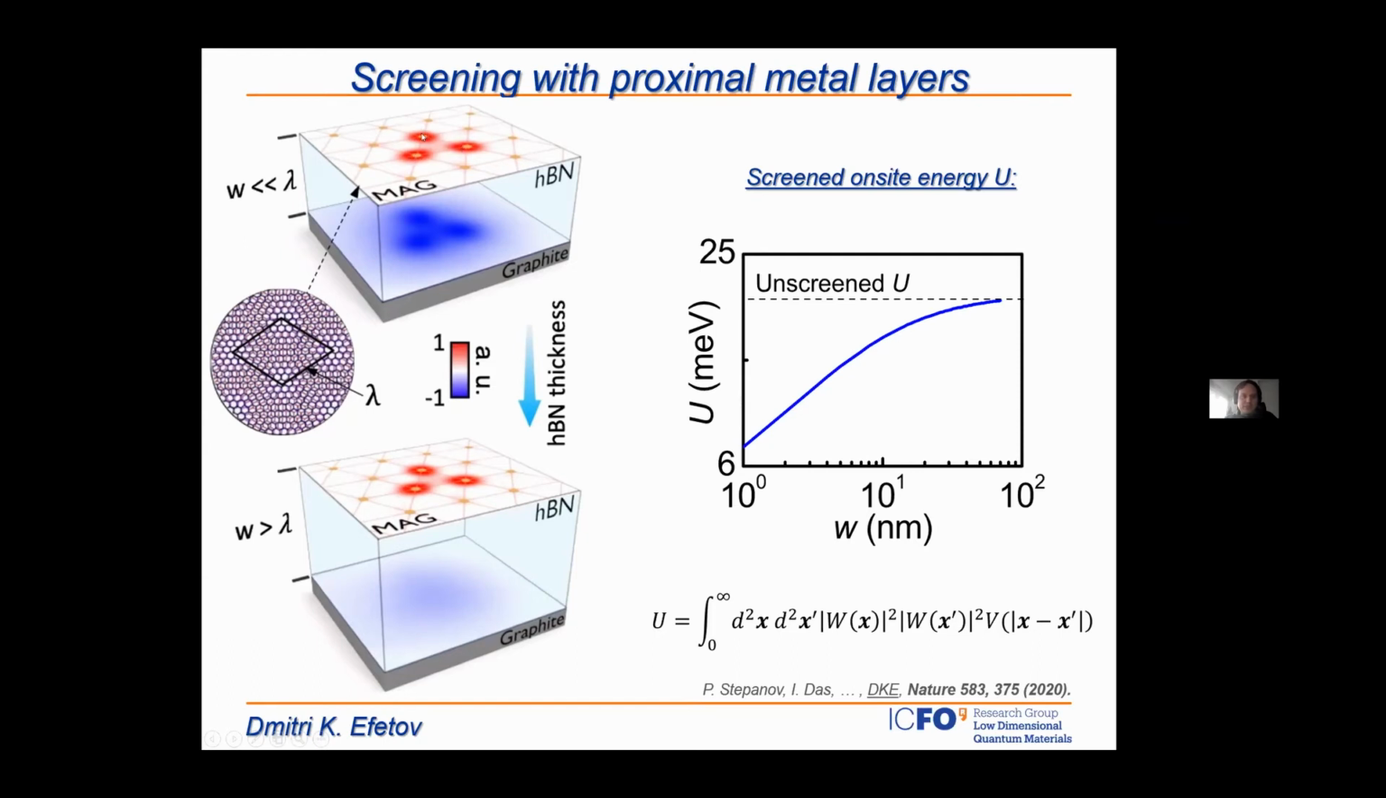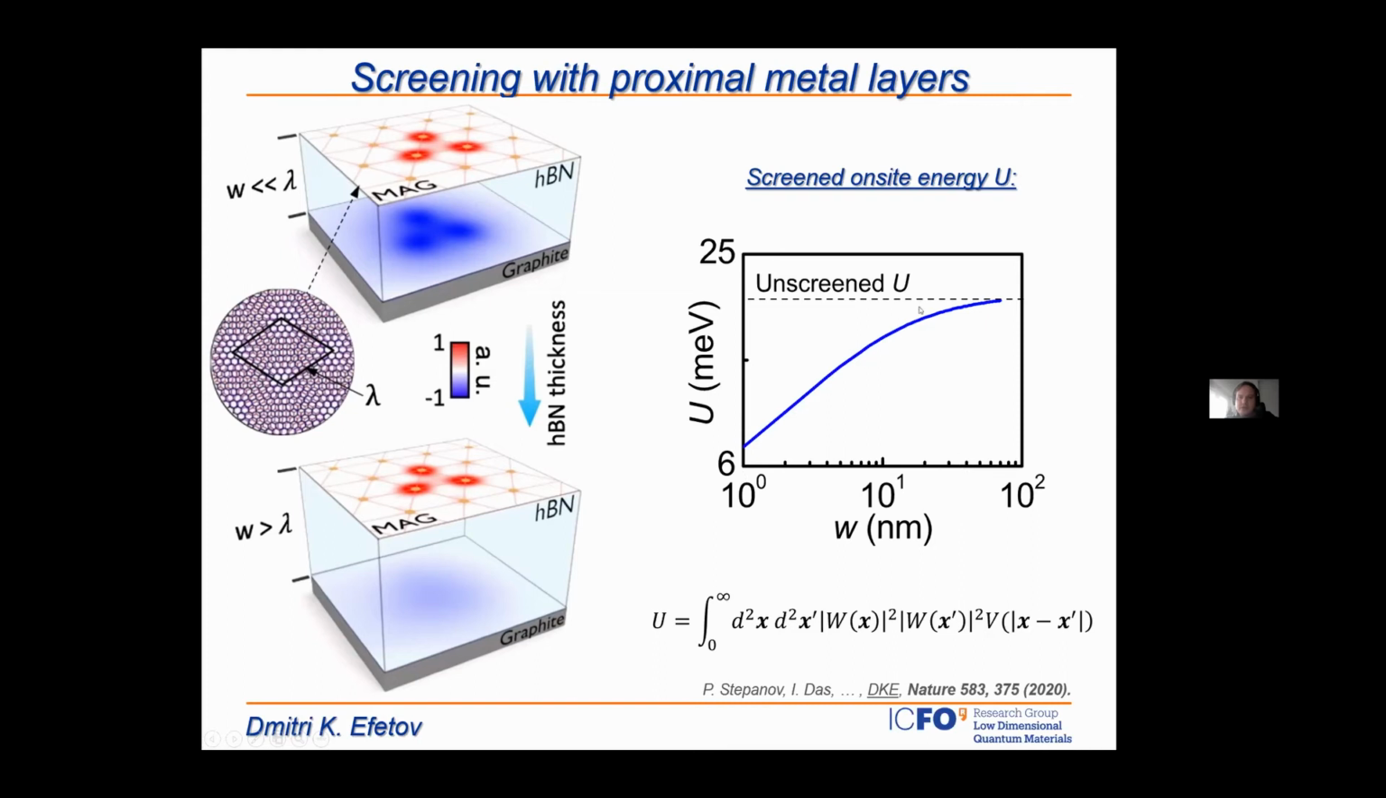As I mentioned before, the size of the unit cell is around 15 nanometers. Therefore, calculations by Leonid showed that if you bring the graphite gate closer than 15 nanometers to the magic graphene, then screening effects should be large. And here is a calculation by Leonid where he calculated U as a function of distance of the graphite gate.